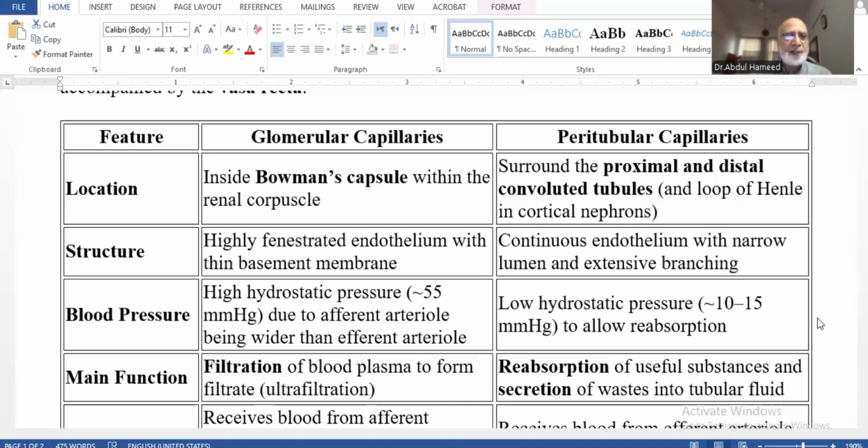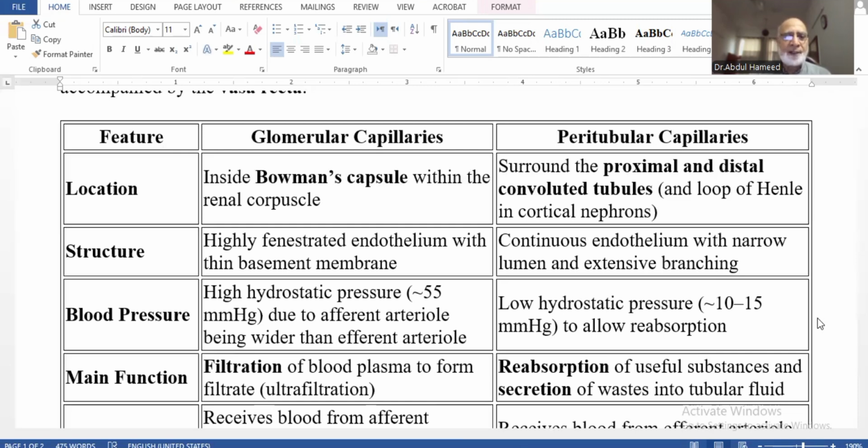Blood pressure: high hydrostatic pressure, around 50 millimeters of mercury, due to the afferent arteriole being wider than the efferent arteriole. So their ability is to withstand high blood pressure as compared to the peritubular capillaries. In that case, there is low hydrostatic pressure, around 10 to 15 millimeters of mercury, to allow reabsorption. So the functional difference is there.